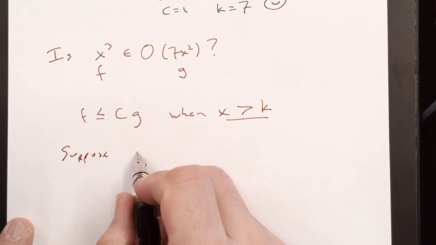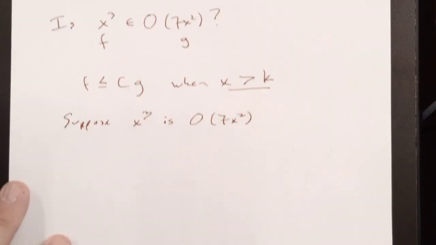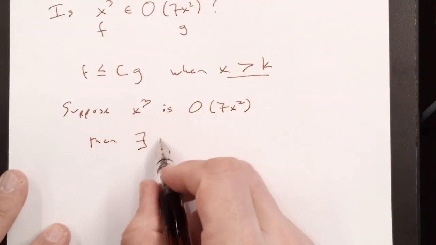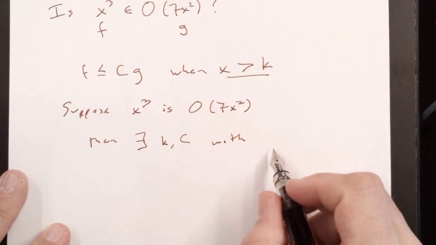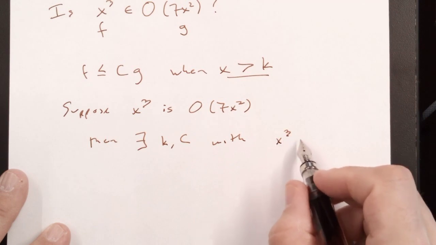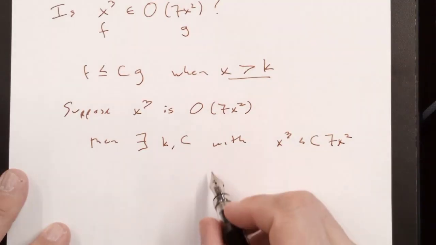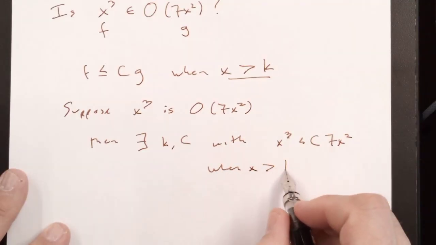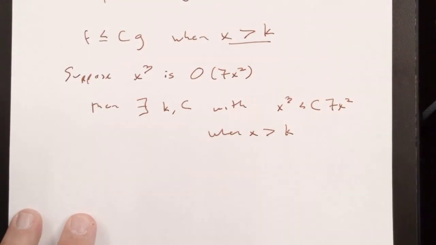Suppose x cubed is big O of 7x squared. Then there exists a k and a c with x cubed less than c times 7x squared when x is bigger than k. That's the definition of being witnesses, right, Evan? It's got to be bigger on the right. X is bigger than k. Well, if this is true, I'm going to divide by x squared.